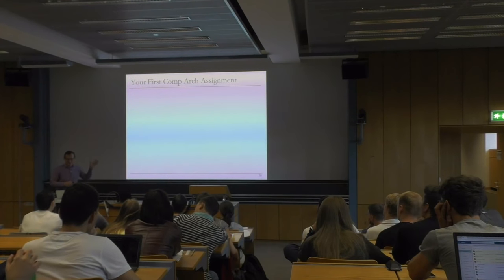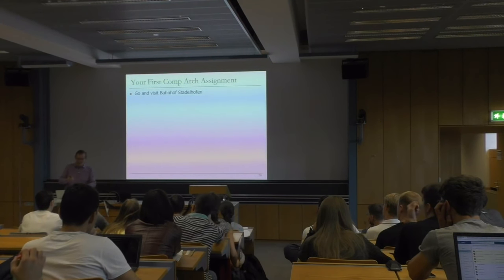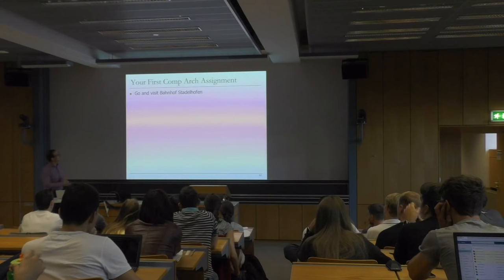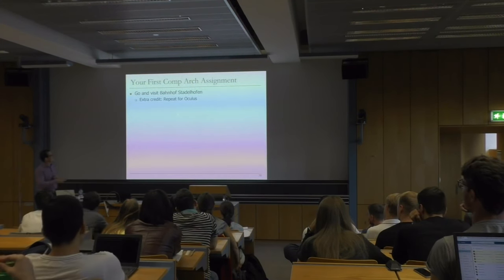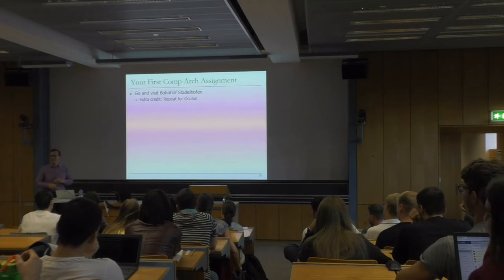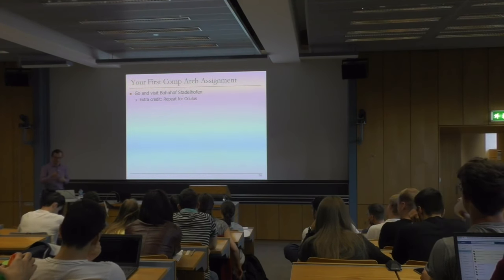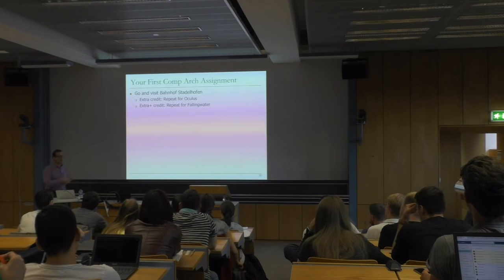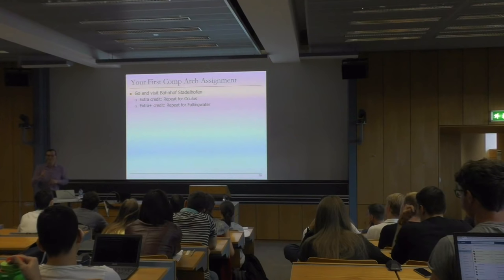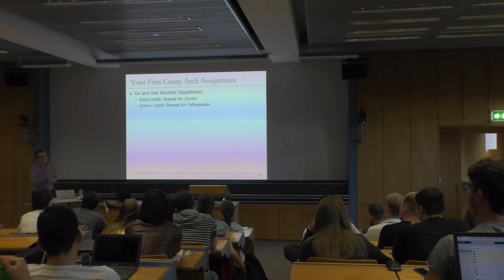Okay, so your first assignment, you're not going to get credit for it, but you can go and visit Bahnhof Stadelhofen and see if you have a different view of it based on what you've just discussed. Extra credit if you repeat it for the Oculus, although I understand it's a bit more expensive to go there. And you can repeat it for Fallingwater. It may be even more expensive to go there. Actually, you can drive from New York to Fallingwater, but it'll take a while.